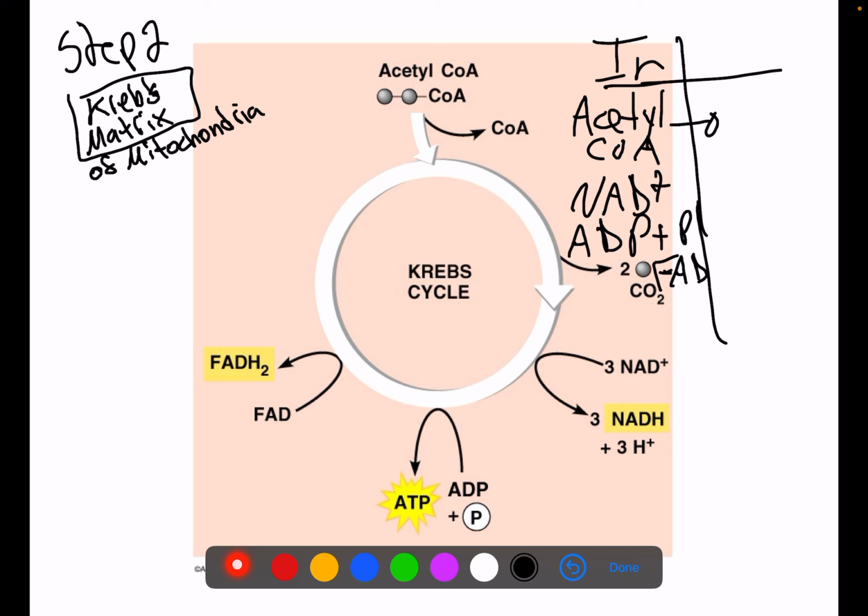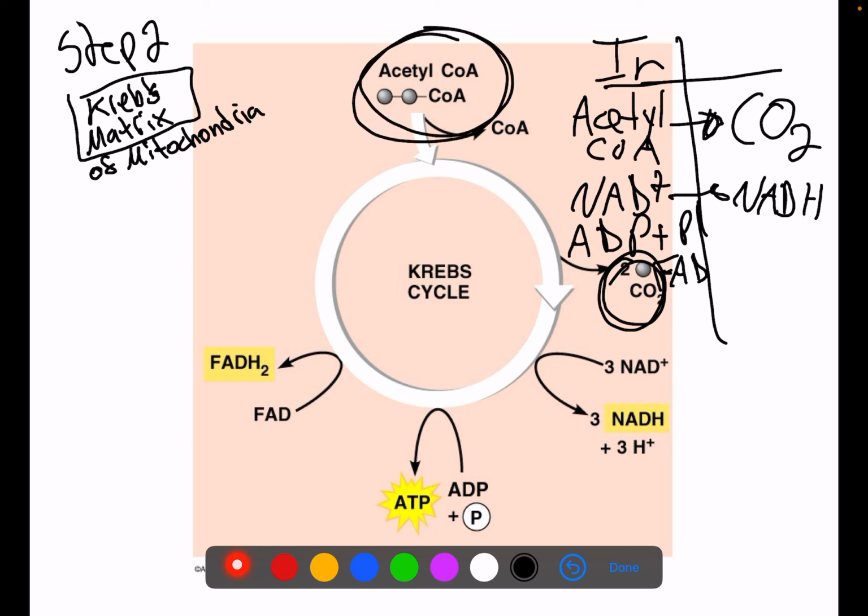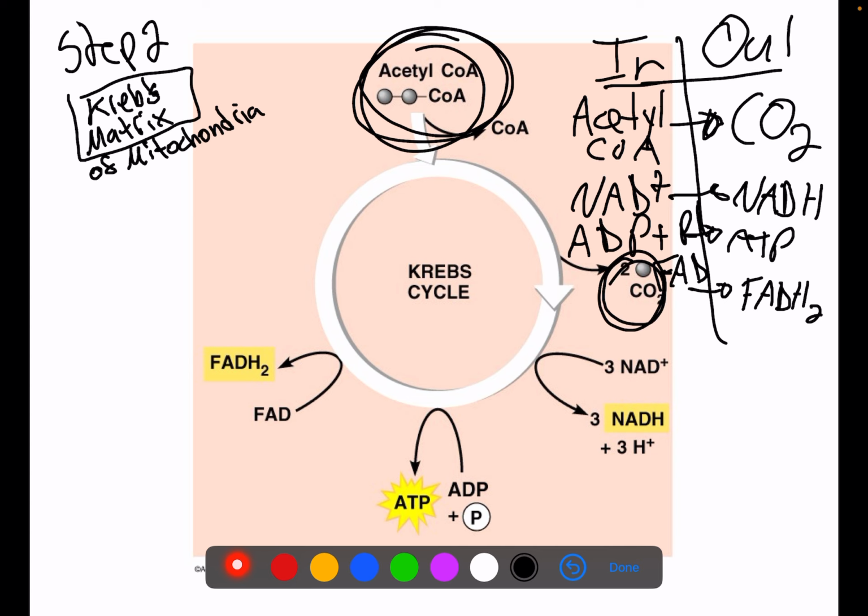All right, what's coming out? Well, what happened to that acetyl-CoA? It was turned into CO2. You see it here. What happened to NAD+? It became NADH, so it was reduced. That means you're oxidizing that guy. We're oxidizing the food we eat in a variety of steps. What happened to ADP and phosphate? I think you can predict that they become ATP. And then what happened to FAD? Well, that became FADH2. That's what comes out.